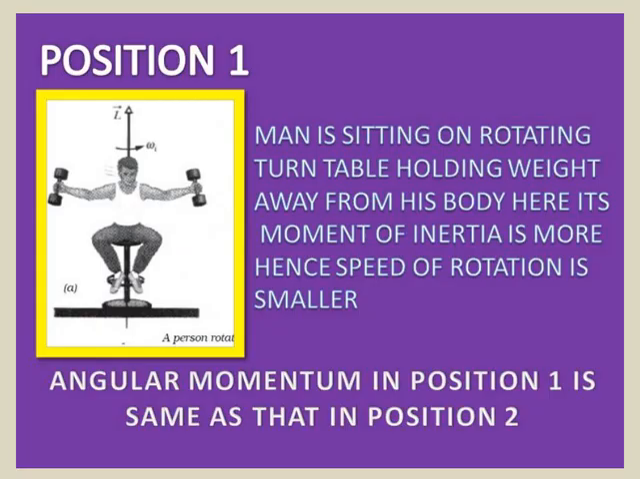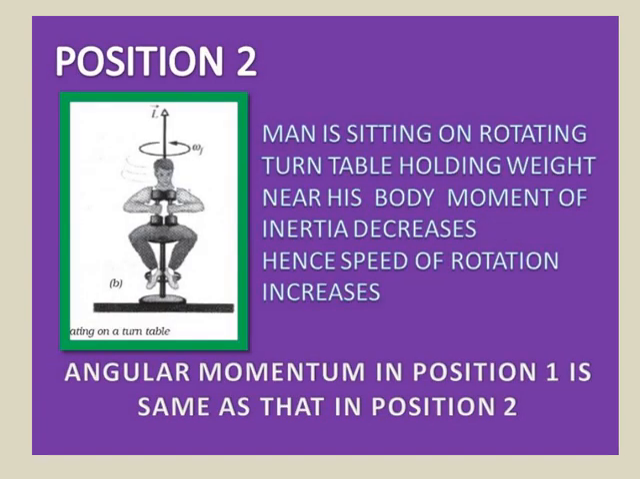Now consider the second example. In this second example, a man is sitting on a rotating turntable. The man is holding two different weights. In the figure we can observe the weights are away from the body. The weights are outstretched, and therefore the moment of inertia in this position is greater. Hence the man is rotating with smaller angular velocity. That means the frequency of rotation is small.